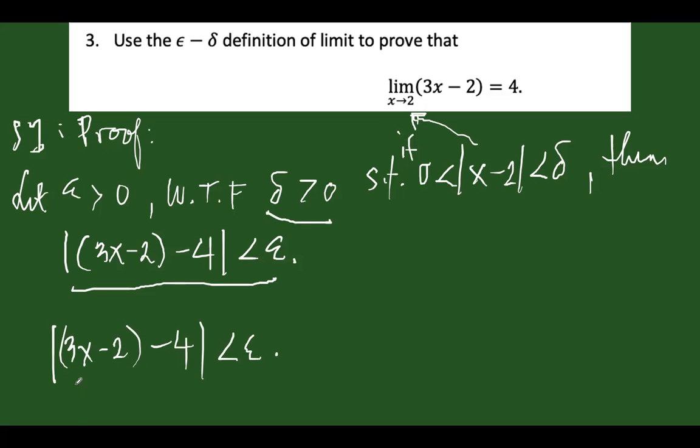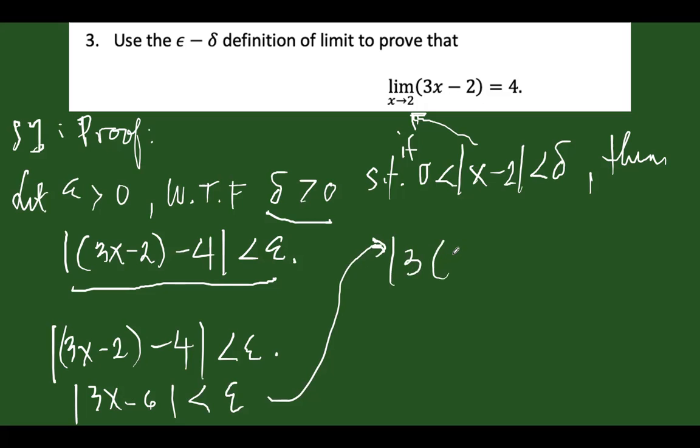All right, so we're now solving for delta here. And we can simplify this. This becomes the absolute value of 3x minus 6 is less than epsilon. And we can factor out from 3x minus 6. Again, why do we need to factor out 3? Because we want to express this in terms of x minus 2 to find delta. So we can factor out 3: the absolute value of 3 times x minus 2 is less than epsilon.